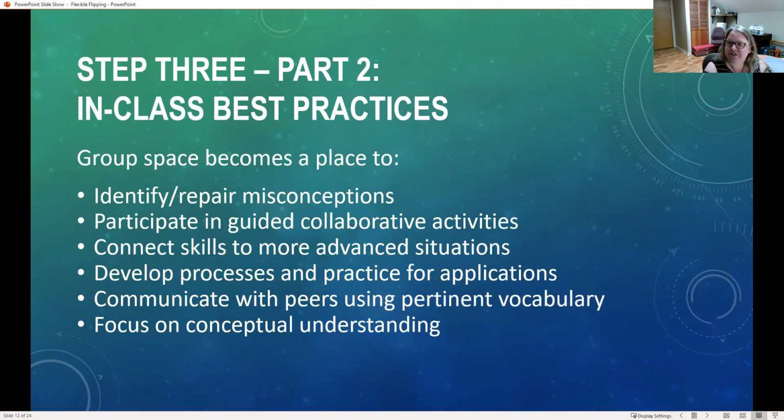Focusing on conceptual understanding, again, individual skills are really easy to develop offline. Coming up with that conceptual tie together becomes the best use of our time within the group space.